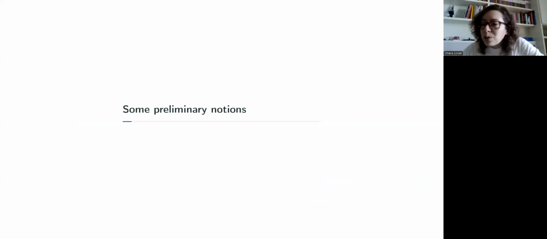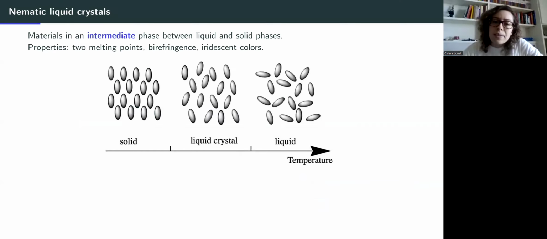As I think you all can imagine, they are materials that lie in an intermediate phase between the solid phase and the liquid phase. As you can see from this picture, the solid phase presents regular molecular ordering, while liquid crystals present a partial molecular ordering that is more similar to that of solids than that of liquids. However, liquid crystals also present a certain degree of fluidity, so they are partially solid and partially liquid.